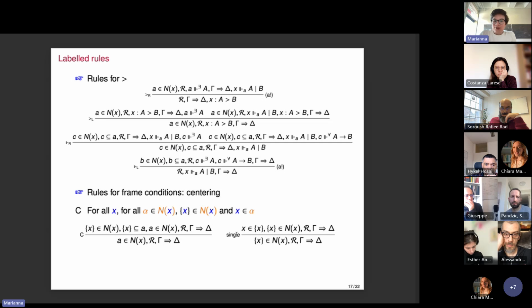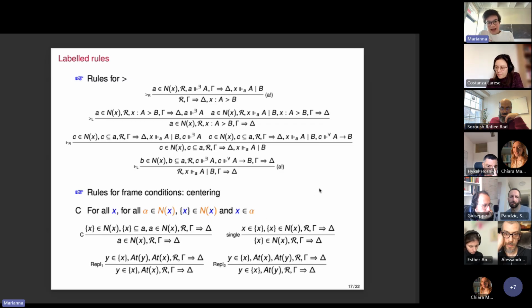And then you might need some rules to discuss the behavior of the singleton operator, and even more rules. This is a substitution rule. Whenever something is in the singleton of x, then it will satisfy all the atomic formulas that are true at x, which will also be true at y. These are properties of the singleton.